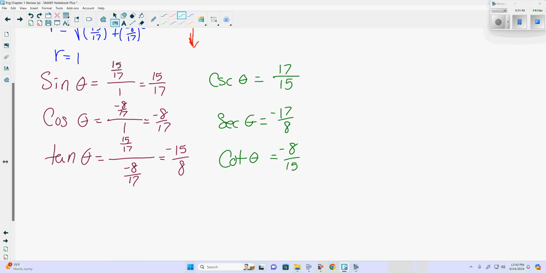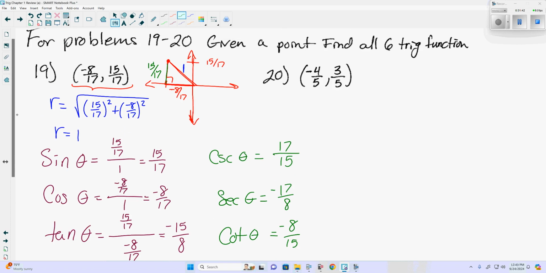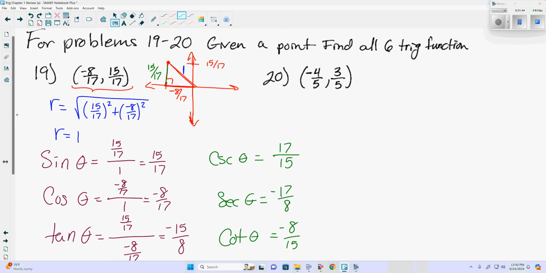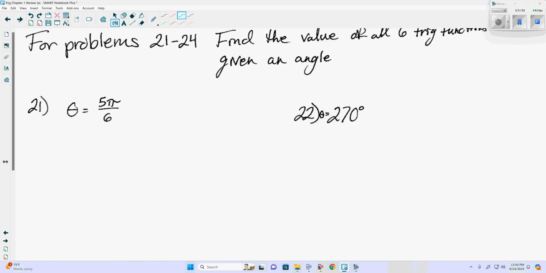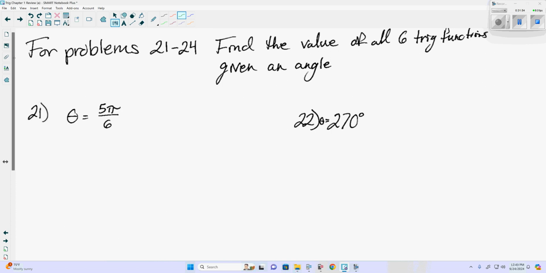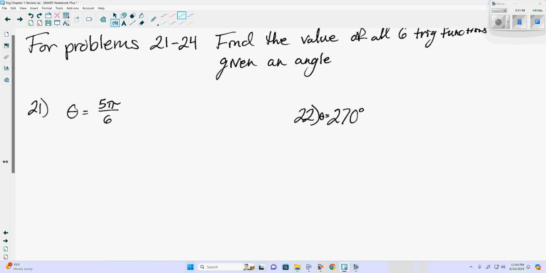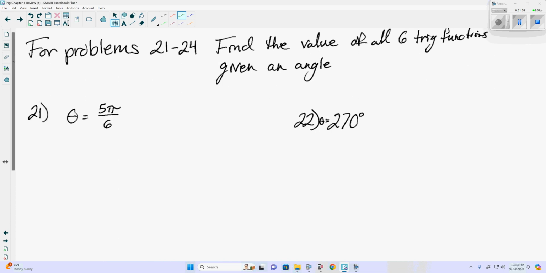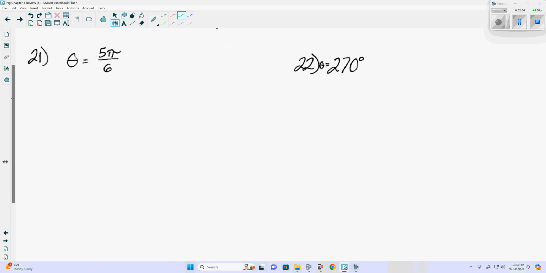Questions on these here? Does putting it on the unit circle or our coordinate plane help figure that out? Most of this here, even 21 through 24, find all 6 trig values. There's different ways to do this.